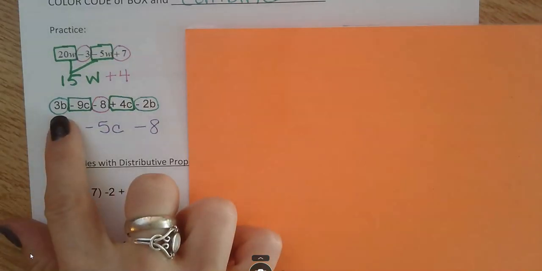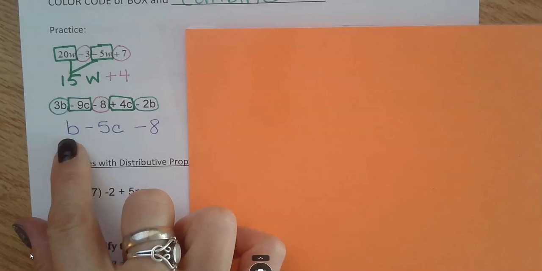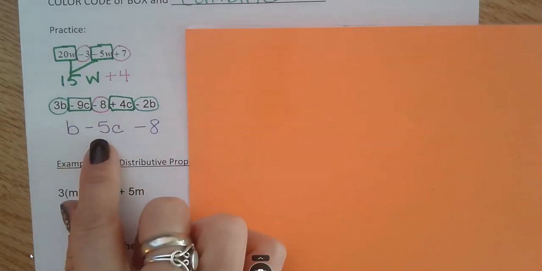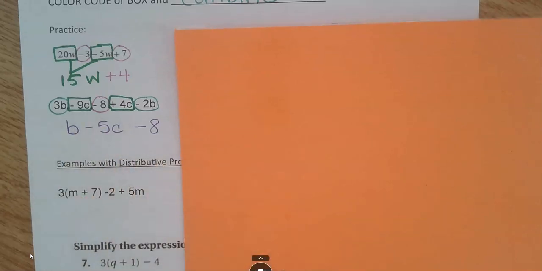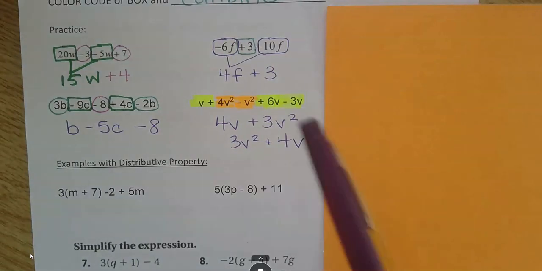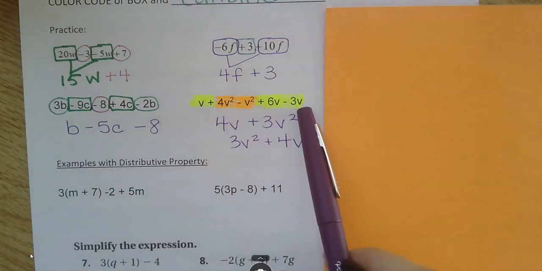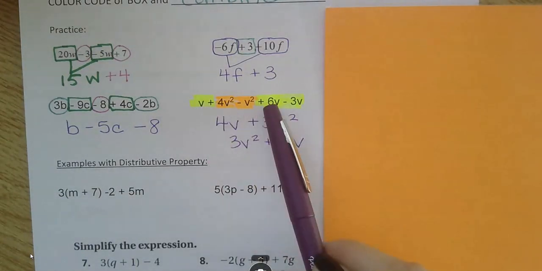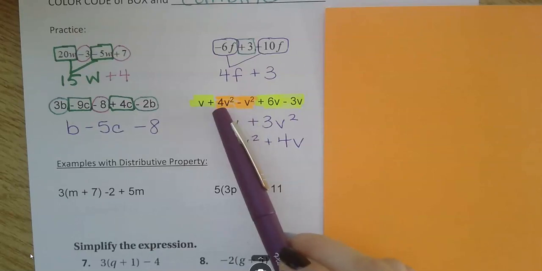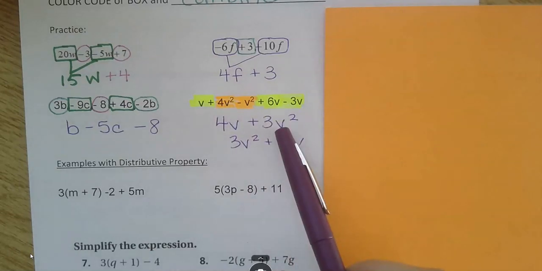Okay, I put my B's together. 3 minus 2 is 1. I put my C's together, -9 and 4 is -5, and then I just brought down my -8. For this next one, I highlighted. So my V's put together would be 1 plus 6 minus 3, and I got 4 V's. And then the V squareds. 4V squared minus 1V squared leaves me with 3V squared.